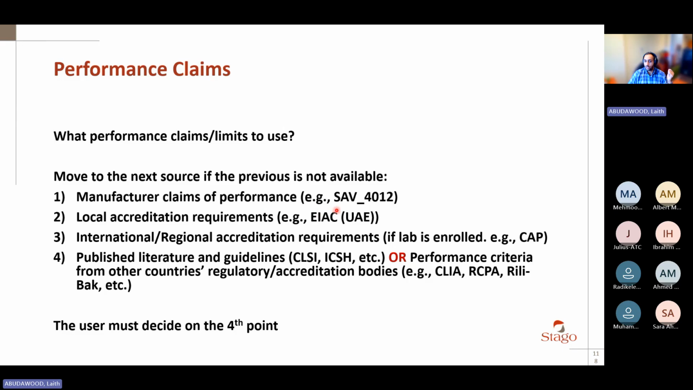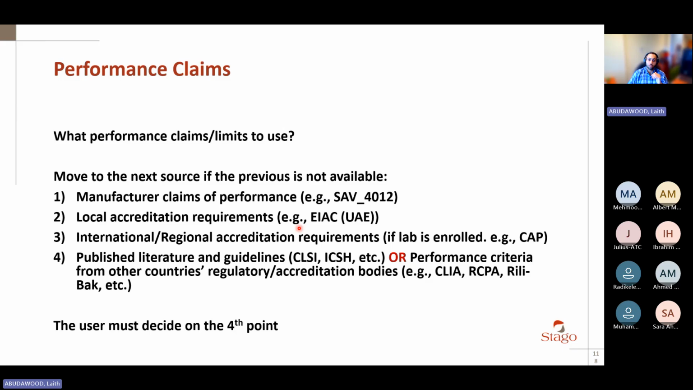For example, the SAV 4012, the correlation claims of Stago, the ones used for comparison. If you do not have that, then you can also look for the local accreditation requirements. Some countries, for example, like UAE, have local accreditation requirements. For example, they tell you the PT acceptable imprecision is 5%. Okay, so then you can use this.